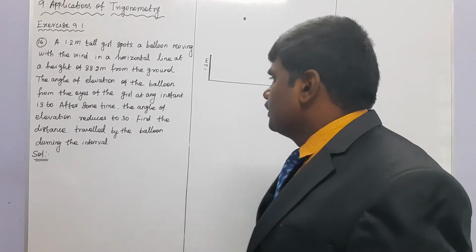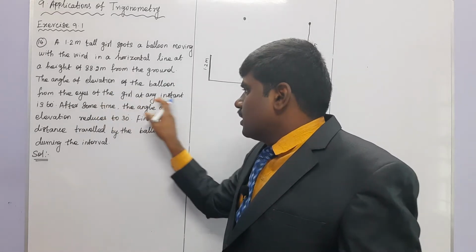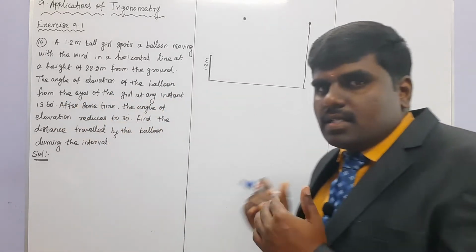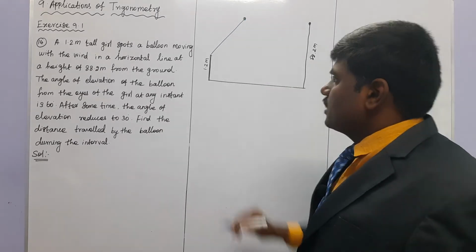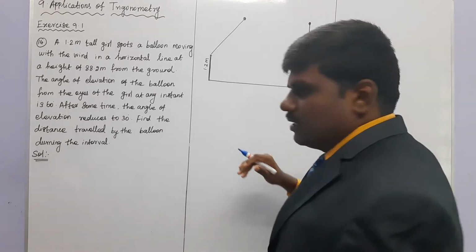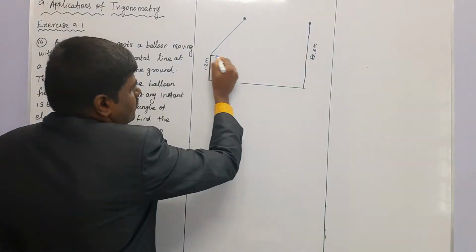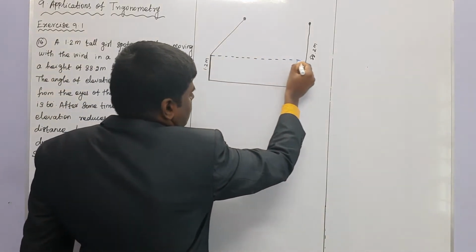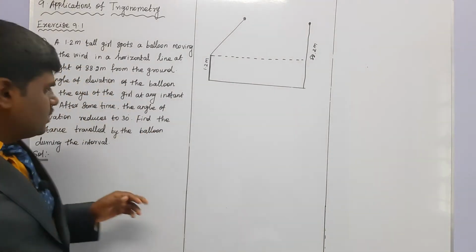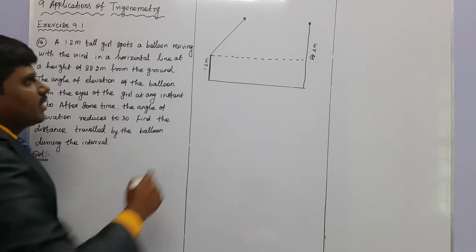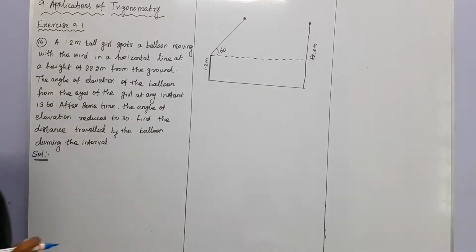Next, the angle of elevation of the balloon from the girl's eyes at that instant is 60 degree. At the starting stage, the girl observed the balloon at 60 degree. First I draw a horizontal straight line. Now the first time the girl looks at the balloon, the angle of elevation is 60 degree.